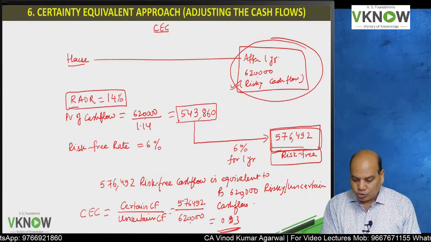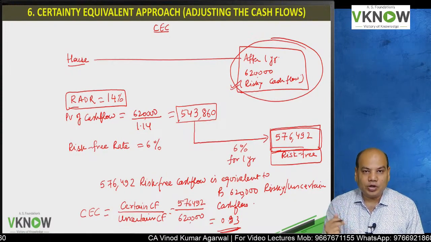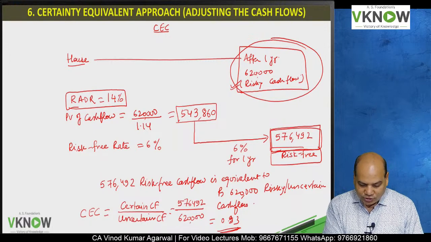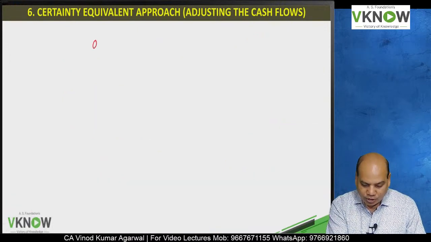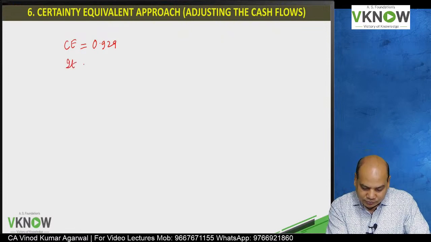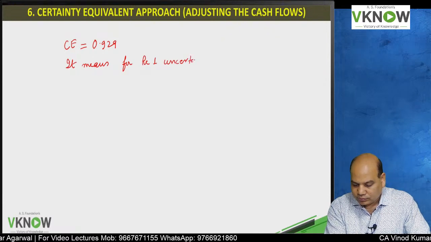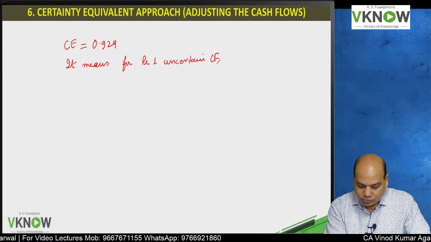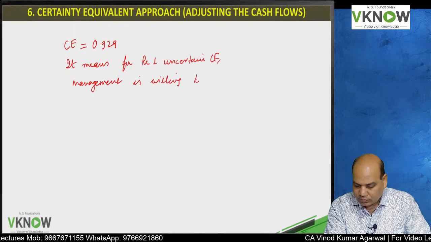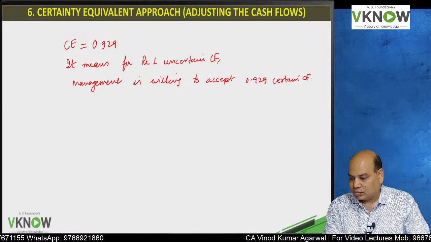So what we do in the certainty equivalent approach is convert risky cash flow into risk-free cash flow, and then we use a risk-free discount rate to arrive at present value. Is it right? So Sajid Khan is also right, 0.929. So 0.929 is the certainty equivalent coefficient. It means for rupee 1 uncertain cash flow, management is willing to accept 0.929 certain cash flow.